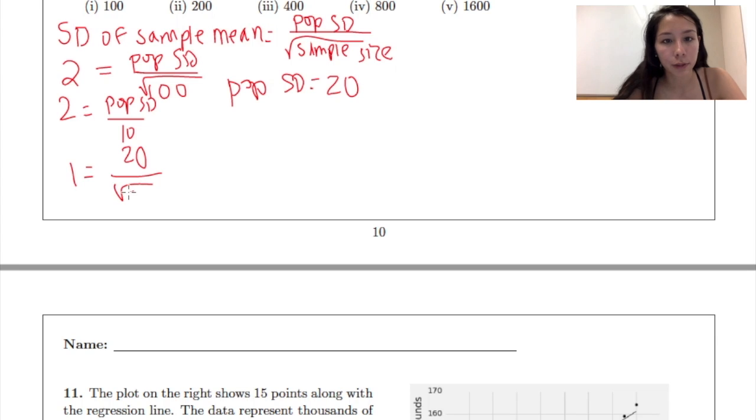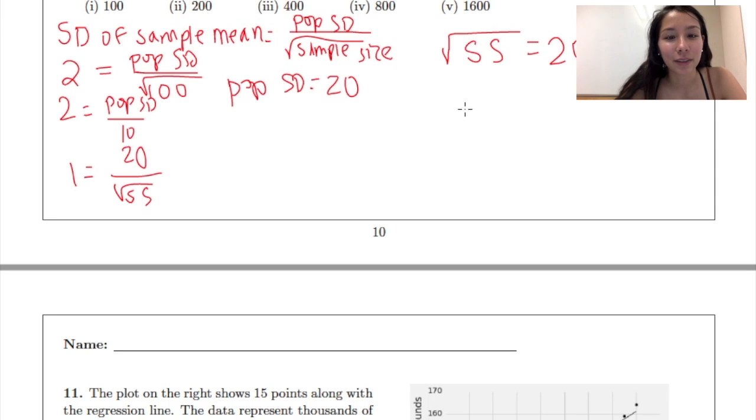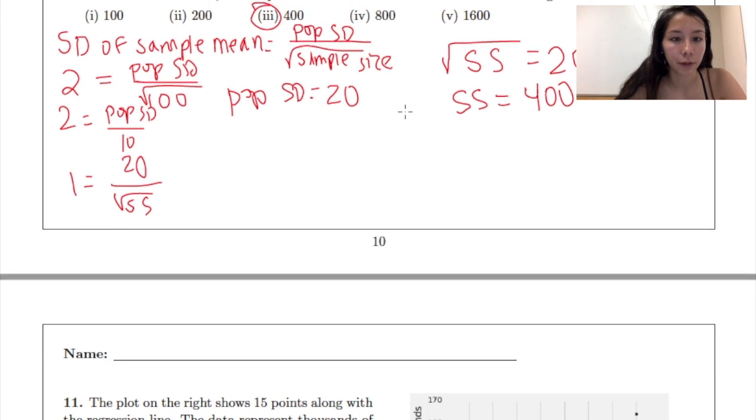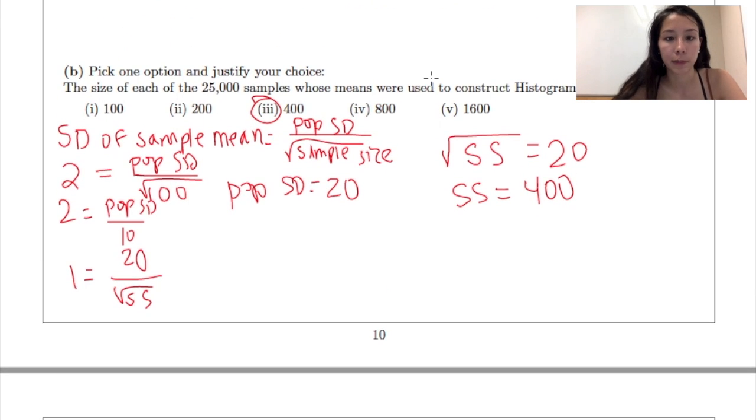Alright, so then we know that the square root of the sample size is equal to 20, and square both sides, and we know that the sample size is 400. So the answer is 3. And basically you can just explain how you solved this or show your work, and that's basically an explanation.